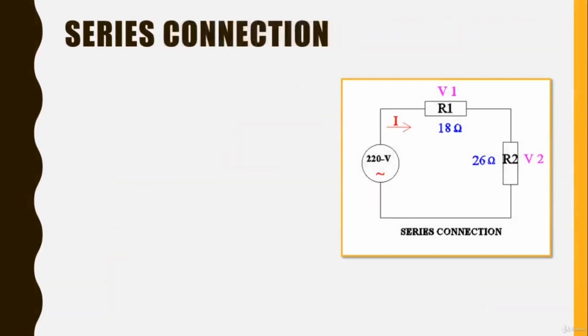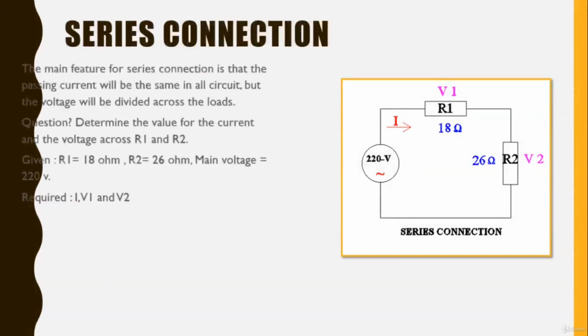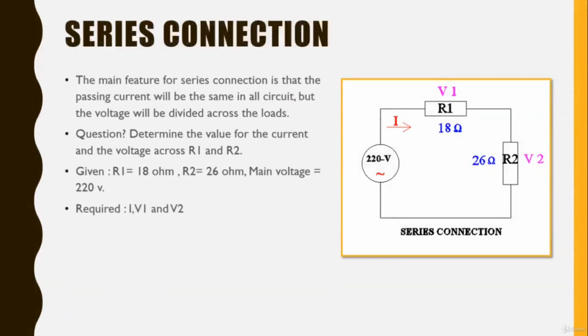The main feature for series connection is that the passing current will be the same in all the circuit, but the voltage will be divided across the loads. Please note that any electric device, any electronic device, any equipment has its own resistance value, such as AC, boiler, refrigerator, and so on. Of course, you can add more resistivity to such equipment, especially when you work on or design an electronic board.